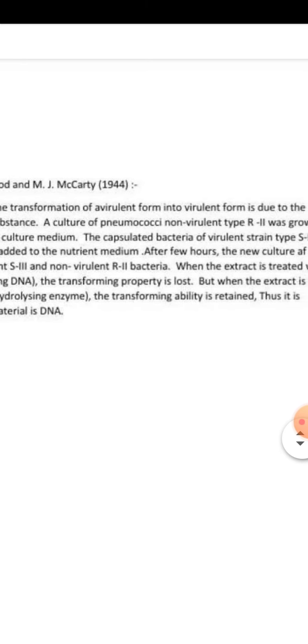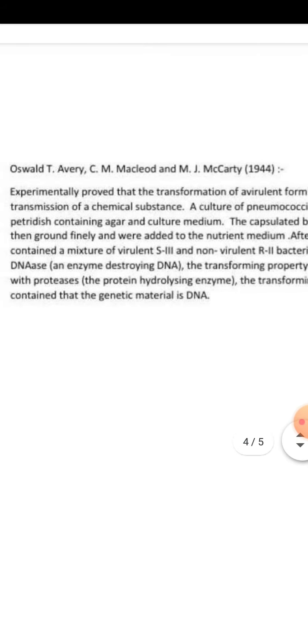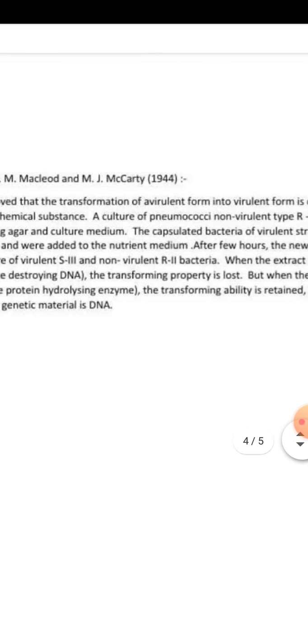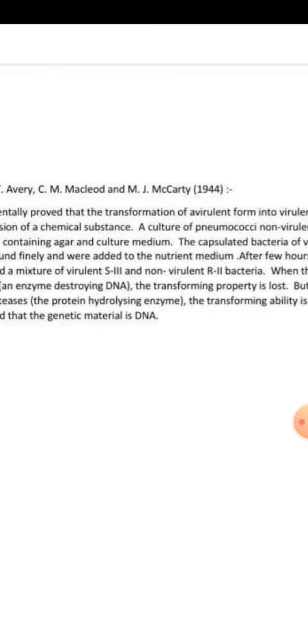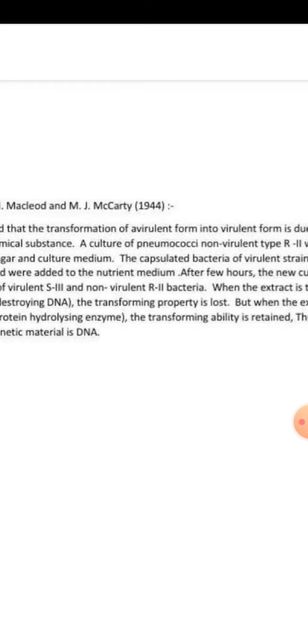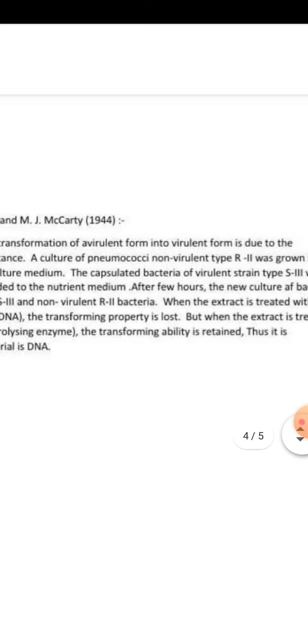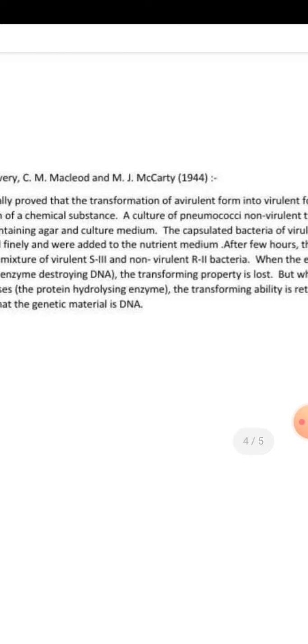A culture of pneumococci, non-virulent type R2, was grown in a petri dish containing agar and culture medium. So experimentally, MacLeod, Avery and McCarty carried out an experiment on the bacteria, and they found that the transformation of a non-virulent form into the virulent form is only due to the transmission of a chemical substance.